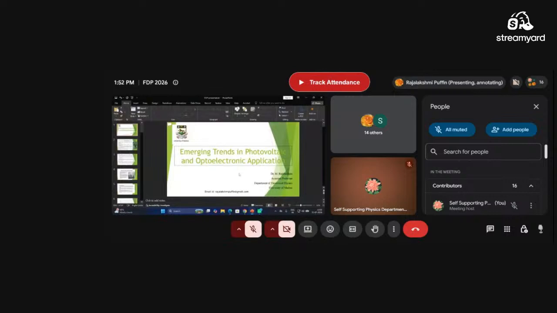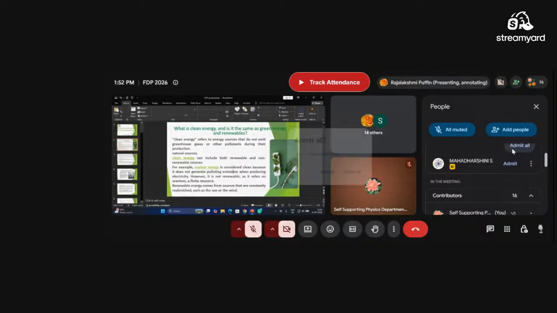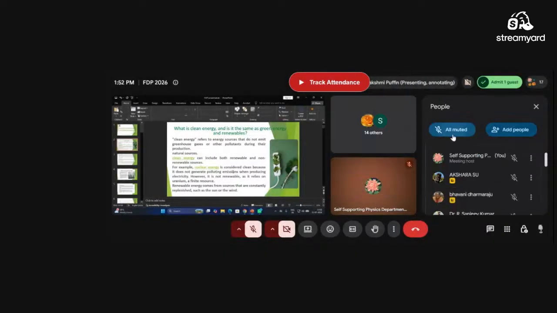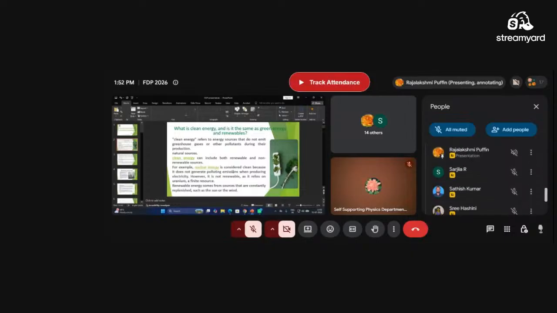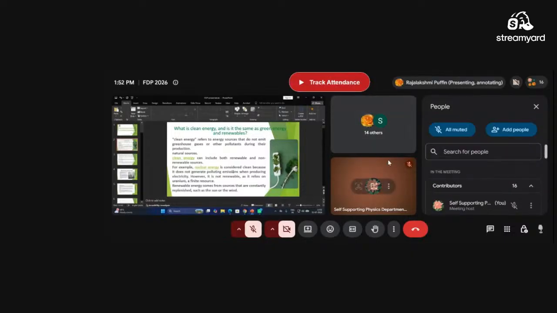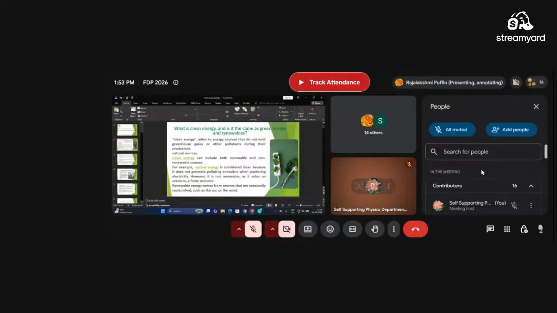Emerging things in photovoltaic and optoelectronic application. Is clean energy the same as green energy and renewable? What is the differentiation you want to know? Clean energy refers to energy sources that do not emit greenhouse gases or other pollutants during production, so we call it clean energy. Most of these are natural sources. Clean energy can include both, so we can classify it into renewable as well.